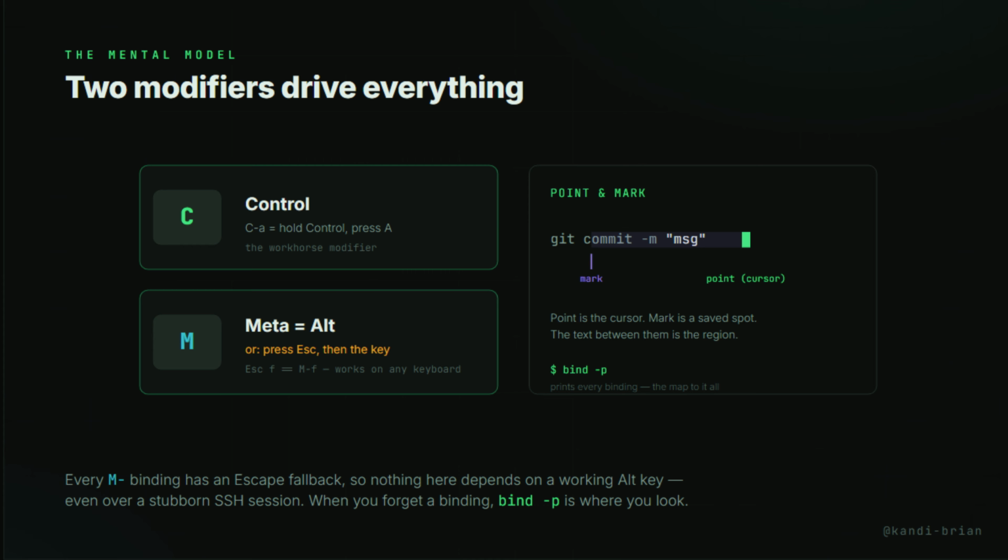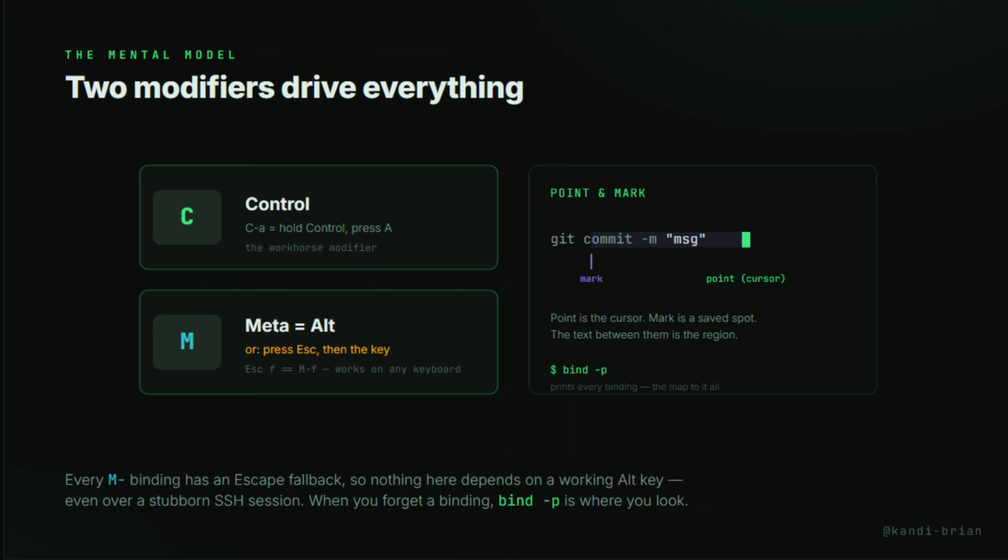One more concept you need, point and mark. Point is just the cursor, where your next character lands. Mark is a second, invisible position you can set, and the text between mark and point is called the region. A few powerful commands operate on that region, so keep the idea in your back pocket.